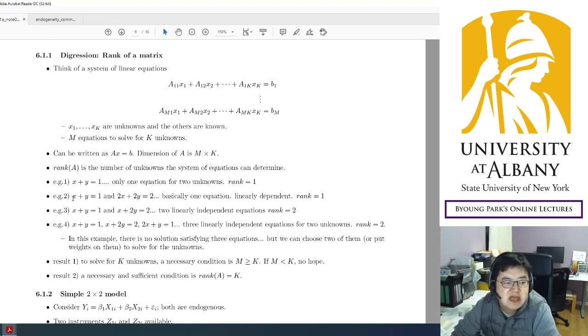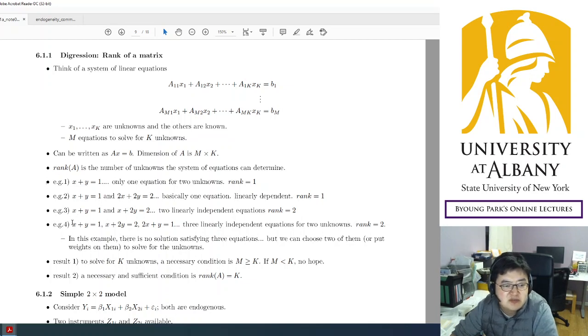The second example, x plus y equals 1, 2x plus 2y equals 2. Even though it looks like two equations, it's only one. By the same logic, there is basically no difference between the first equation and the second system. So the rank is still 1. You cannot determine what x is and what y is. But as I said, when I assume that x equals 0, you can say y is 1. Even though there are two equations, you can still handle only one unknown.